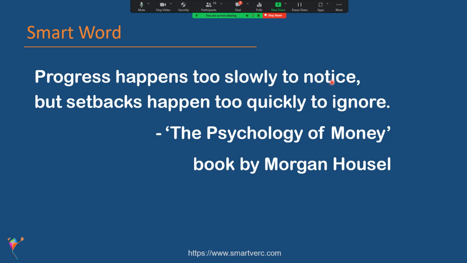Progress happens too slowly to notice. Setbacks happen too quickly to ignore. That is the reason why when the market falls, we are taken aback. But when the market rises, it rises slowly, right? That is how compounding works. Compounding works over a period of time, it keeps rising. This is from the book The Psychology of Money, written by Morgan Housel.